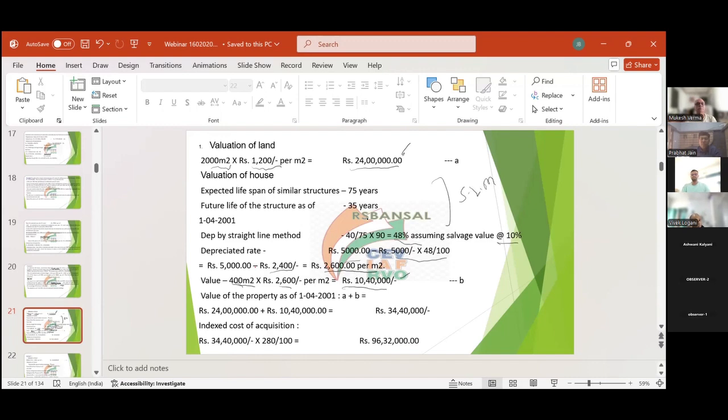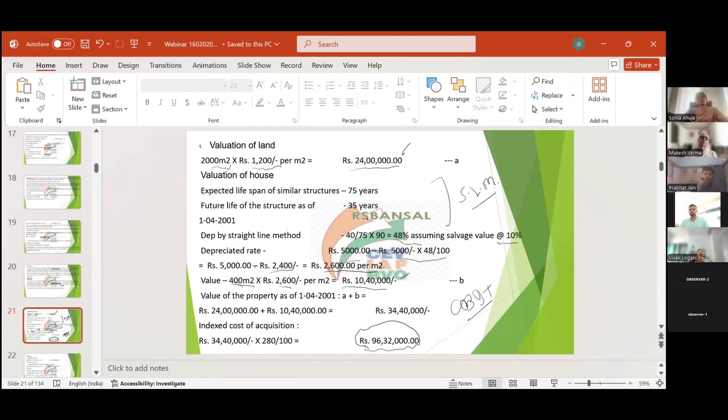of depreciation, but CBDT has allowed you to use the sinking fund method of depreciation. So the sinking fund method of depreciation will give you a higher value than this 96,32,000, and thereby it will reduce the tax liability of your client. Because it is legally permissible, you can use the sinking fund method. So we will check how it will make the difference.